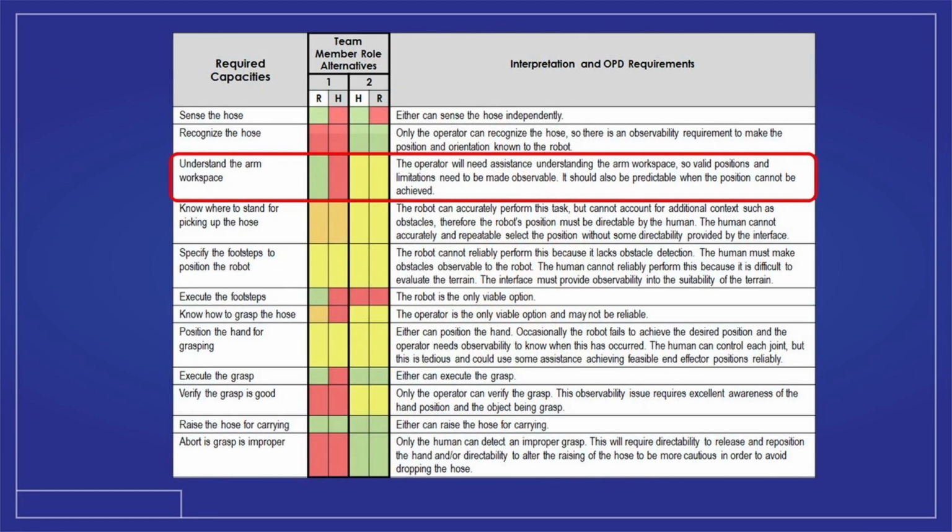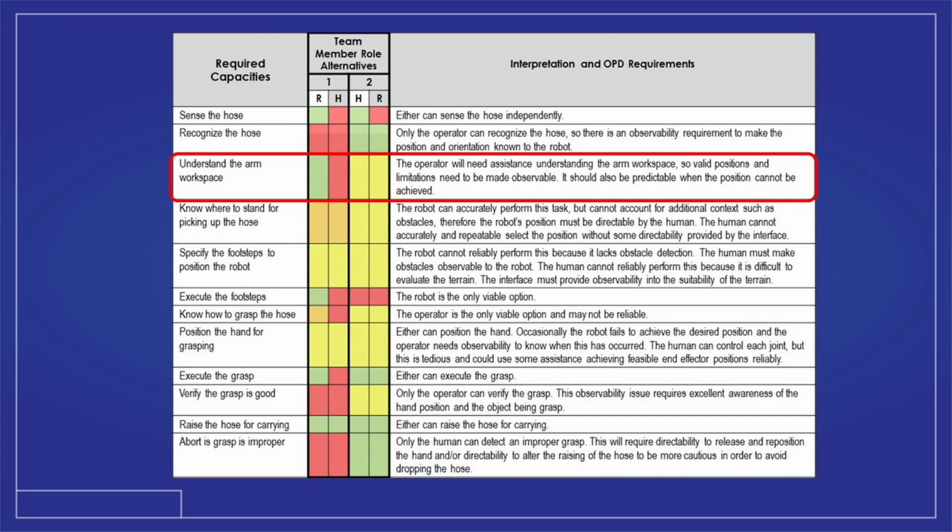As an example, we will look at understanding the arm workspace. The Atlas robot has 6 degrees of freedom arms, and though they look like human arms, the range of motion is nothing like that of a human. While the robot has an inverse kinematic solver to provide this understanding, which is why it's green in the performer column, the human operator needs some help. Specifically, the operator needs assistance in understanding that arm space so that it can know where the valid positions and limitations are, and that needs to be made observable to them.